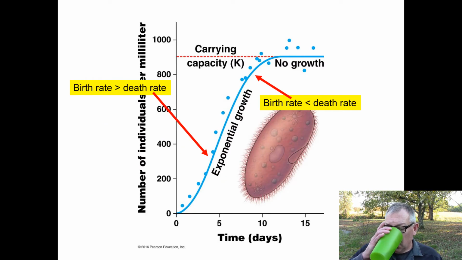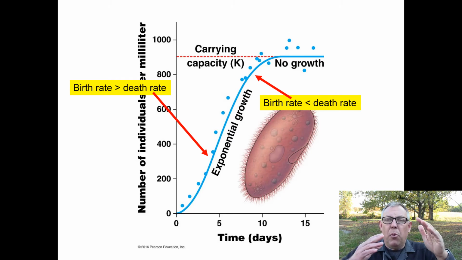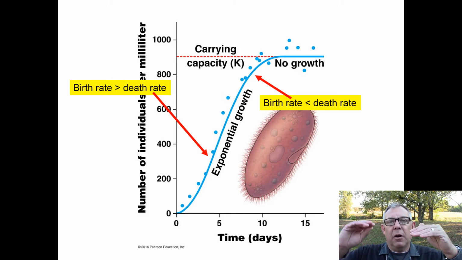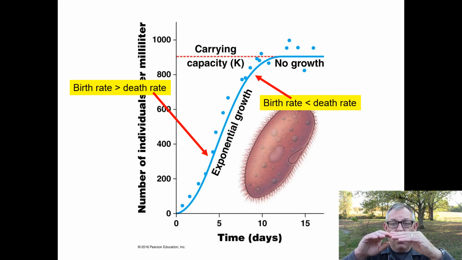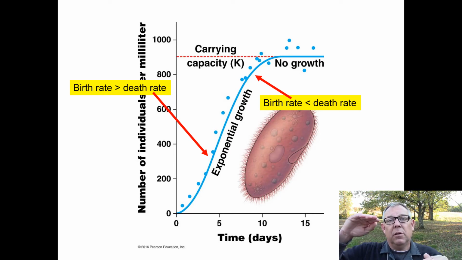And so early on, when the density is low, when you're in exponential growth, birth rate is greater than death rate. So you're having more born than die, so the population gets bigger. That makes sense. At some point, though, the death rate becomes higher than the birth rate. And so you're still having births, but you're also having more deaths. And eventually those two equal out, and so then you reach an equilibrium and you reach carrying capacity.